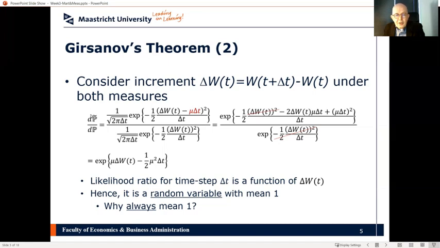And a likelihood ratio is always a random variable with mean 1. Why should you always have mean 1? Well, what the likelihood ratio does is basically redistribute probability mass, but the probability density function must always integrate out to 1. So if I take the expected value of a likelihood ratio, I am starting with something that integrates out to 1, and I will end up with something that integrates out to 1. So a likelihood ratio must be a strictly positive random variable that has mean equal to 1.